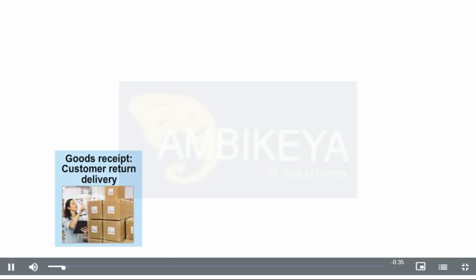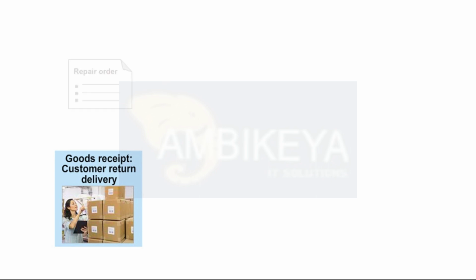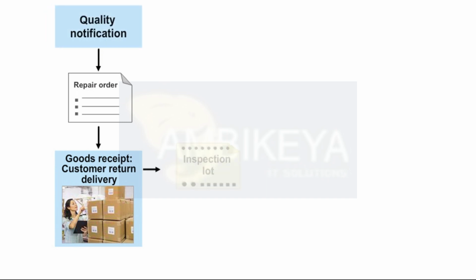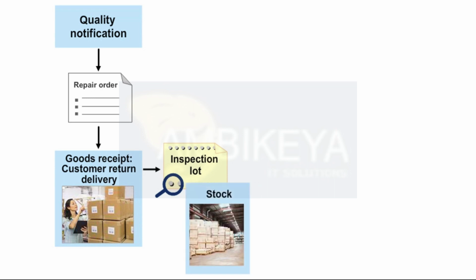If a good that has been delivered is returned by the customer, for example, because of a technical defect or a repair order, one of the ways in which you can process this return is using a quality inspection. You use an inspection lot to perform a quality inspection to determine whether the goods can be repaired. The returned items are inspected.